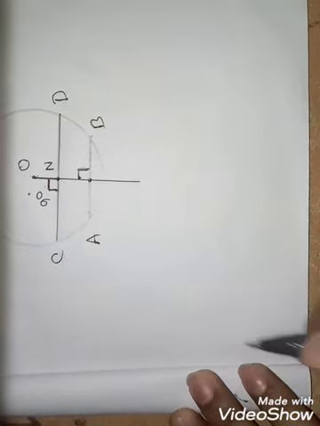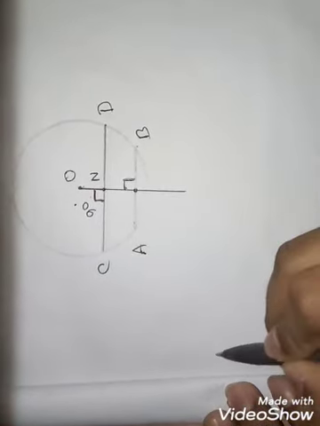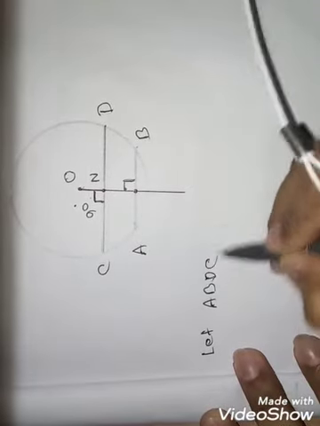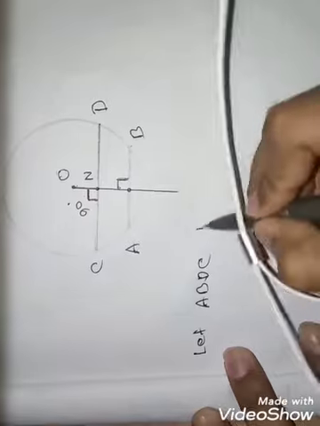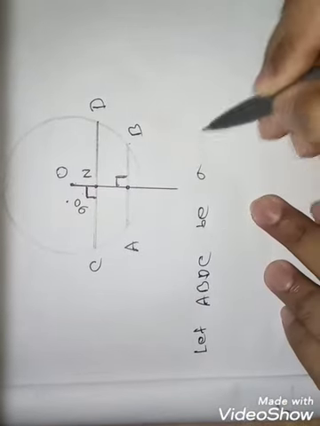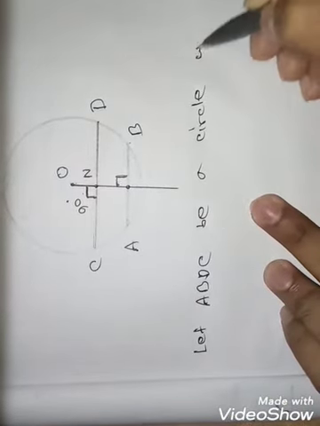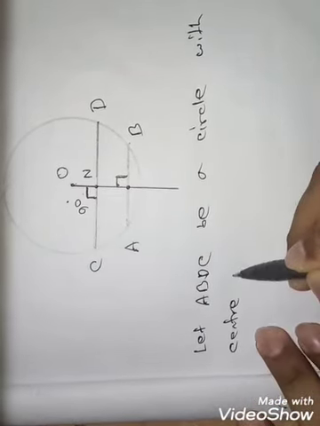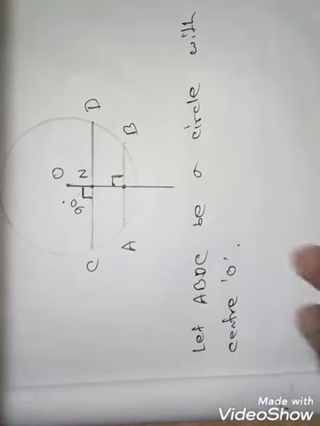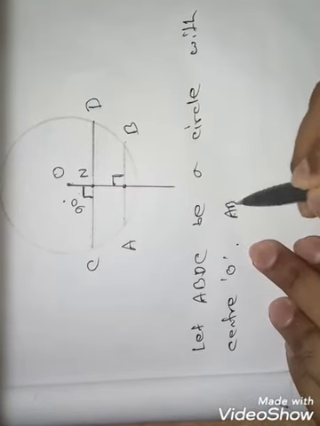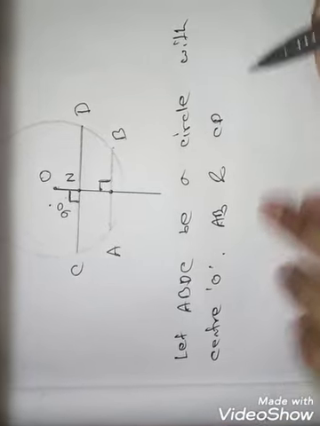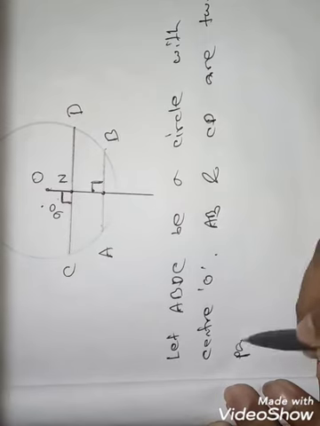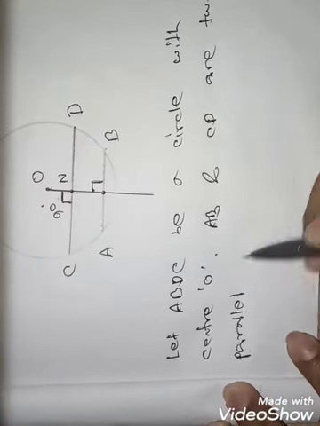Let's give an explanation of the diagram. Let ABDC be a circle with center O. AB and CD are two parallel chords.